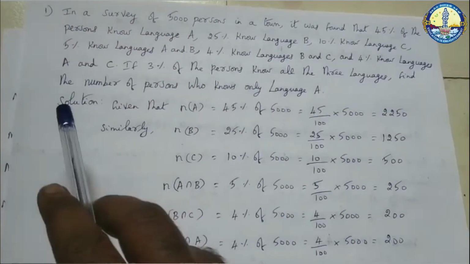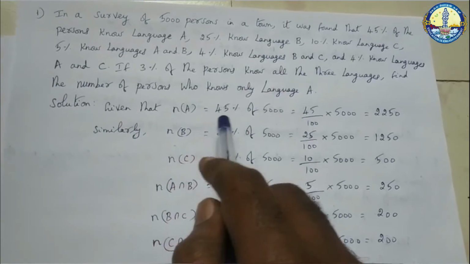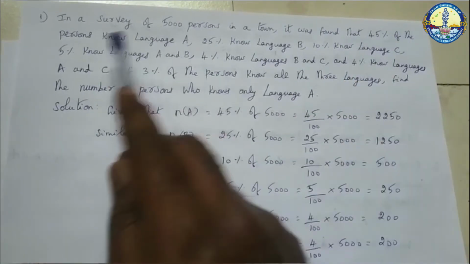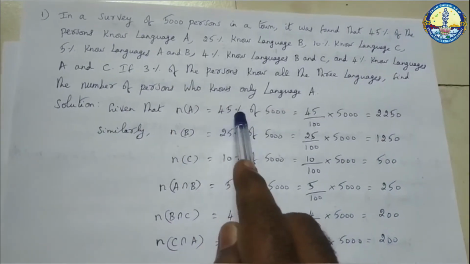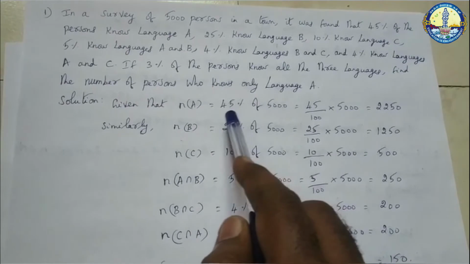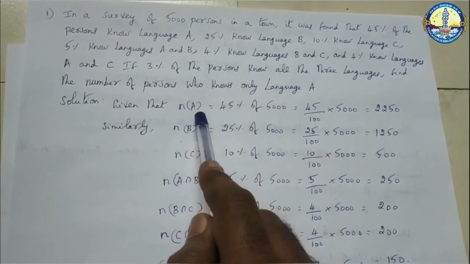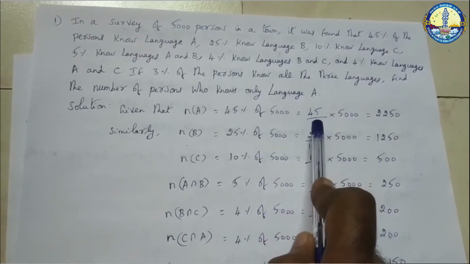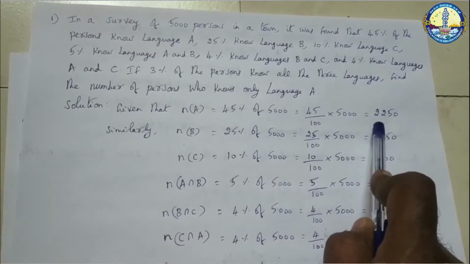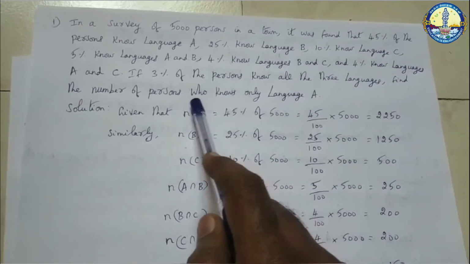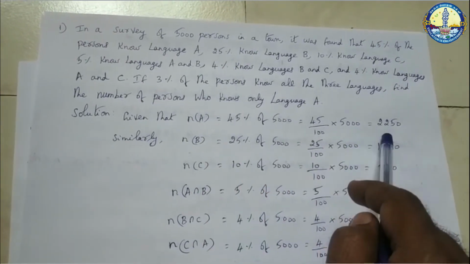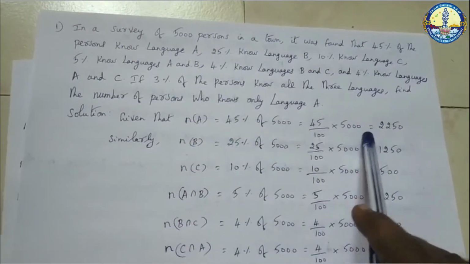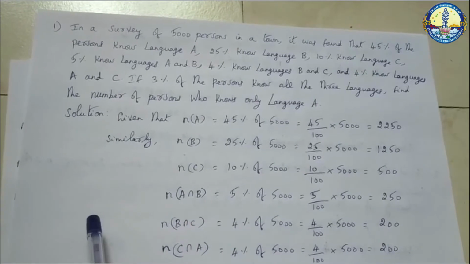So these are the given data. Okay, so solution. Given that n of A equals, given language A, 45% of the persons know language A. So 45% of 5,000 know language A. That is n of A. n of A means the total number of A. So 45 by 100 into 5,000, which is equal to 2,250. So n of A, total number of A, is 2,250 persons. Okay, out of 5,000 persons, 2,250 persons know language A.